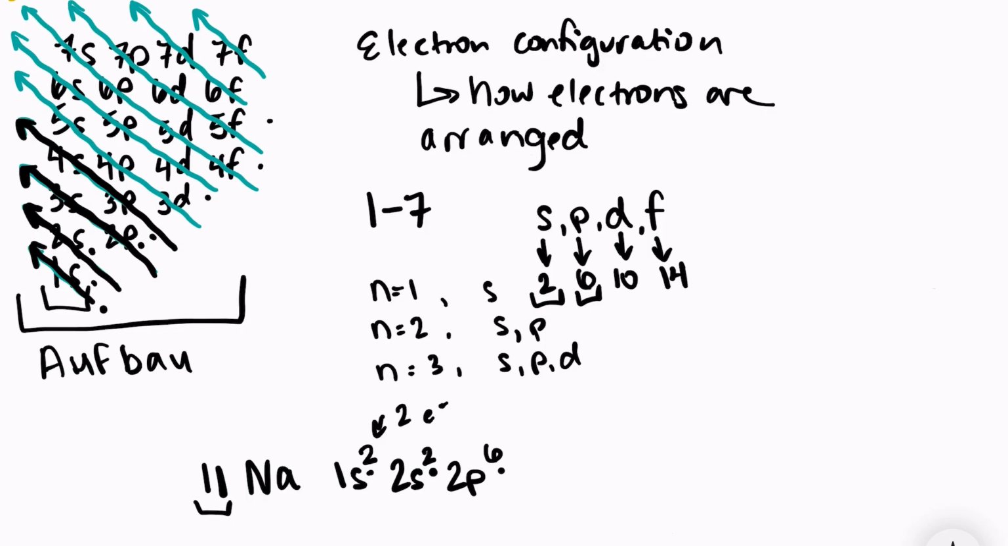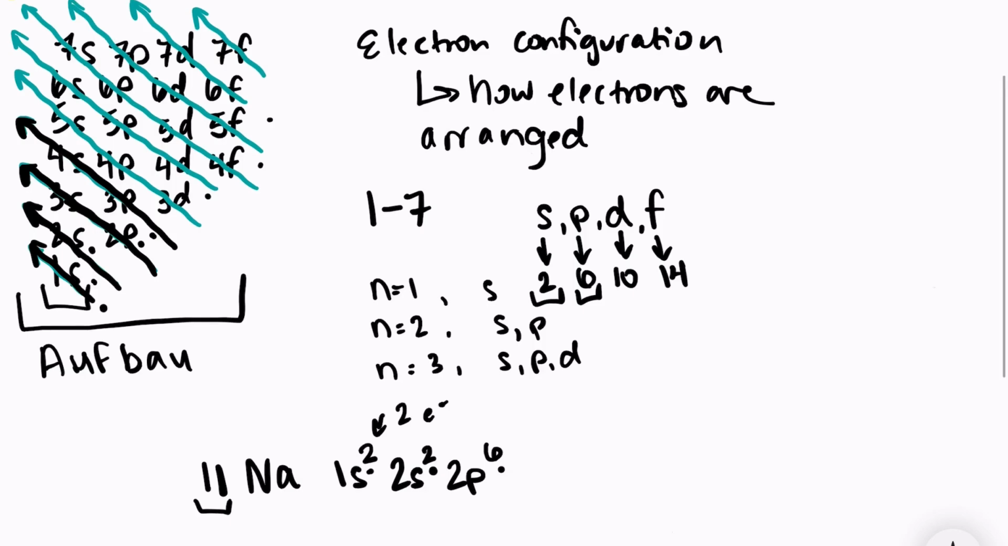So I'm going to follow my Aufbau diagram. After 2p, I need to fill 3s. And 3s can hold 2 electrons, but I only have 1 left. So I'm going to write 3s1. So I have 1s2, 2s2, 2p6, and 3s1. And that accounts for all 11 of my electrons in sodium.